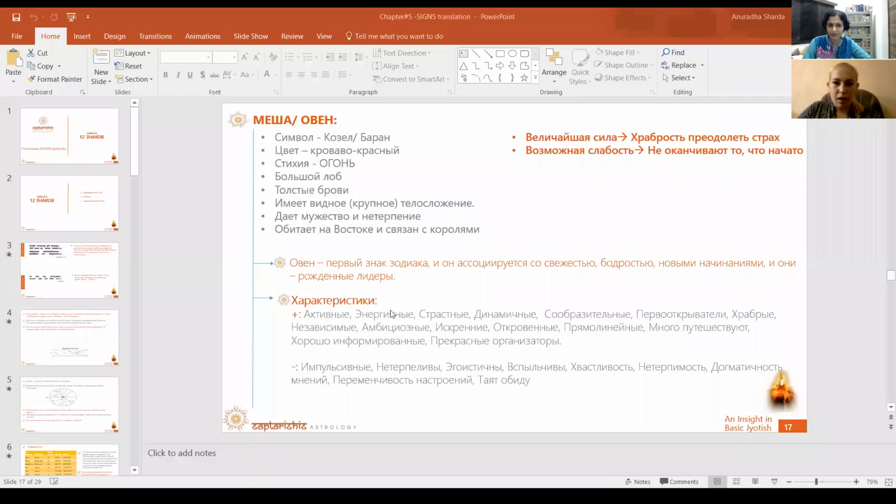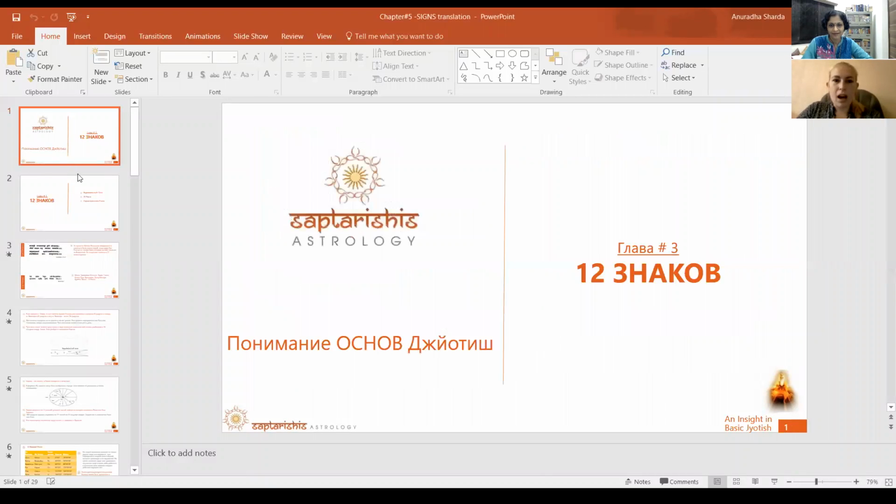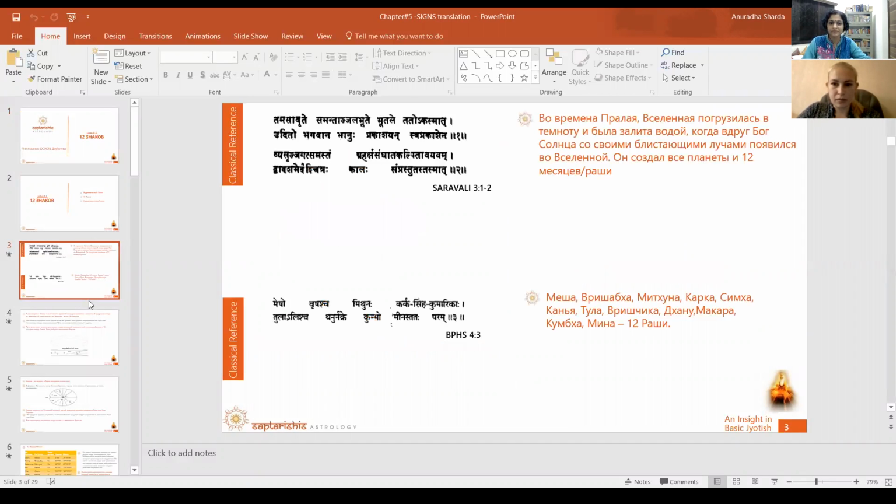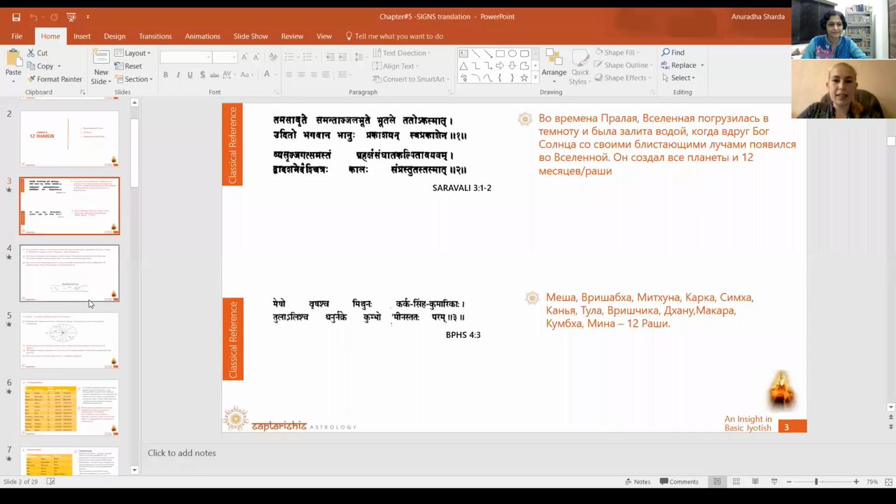Okay. There are, as we know, 12 signs in the zodiac. The signs are representative of different houses as per our charts, and they represent a lot of things, persons in our life.